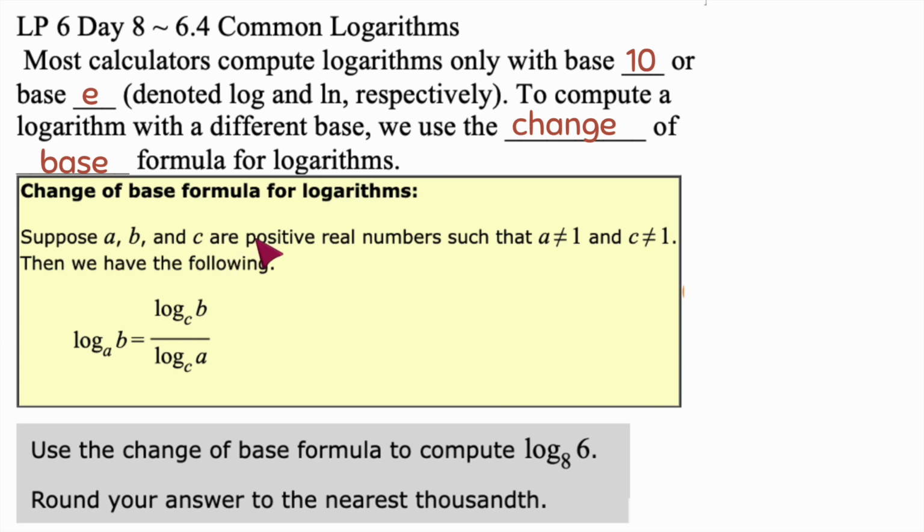Suppose a, b, and c are positive real numbers, such that a cannot be 1 and c cannot be 1. So they're being a little more picky on this one. Then we have the following. We have log base a of b, and we can separate this out: it's the base that we want, with b and a separated. They now become separate.